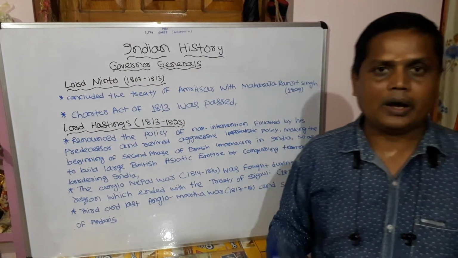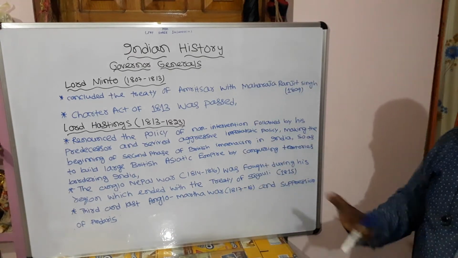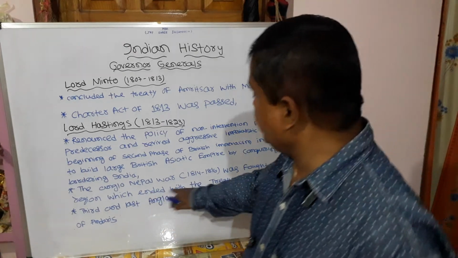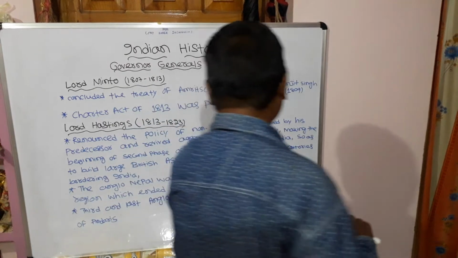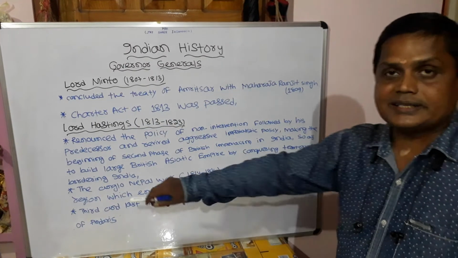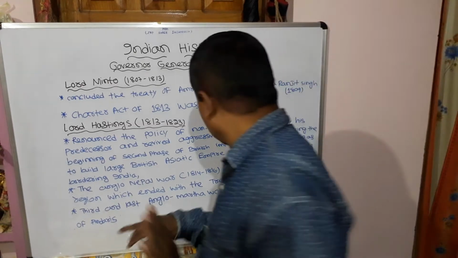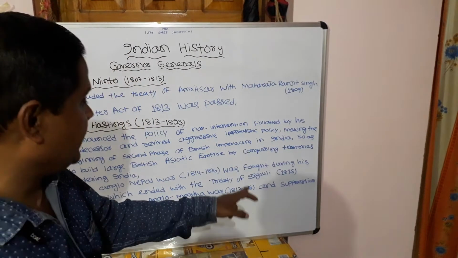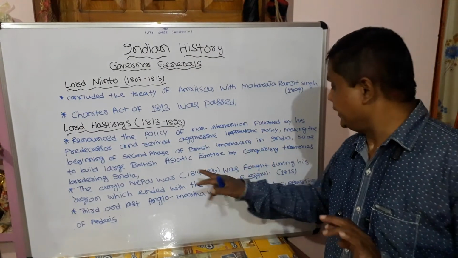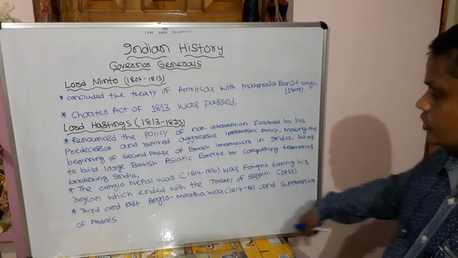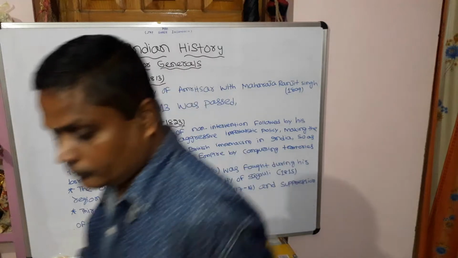Next, the Anglo-Nepal War, 1814 to 1816, was fought during his reign, which ended with the Treaty of Sugauli in 1815. Next, the third and last Anglo-Maratha War, 1817 to 1818, and the suppression of the Pindaris took place.